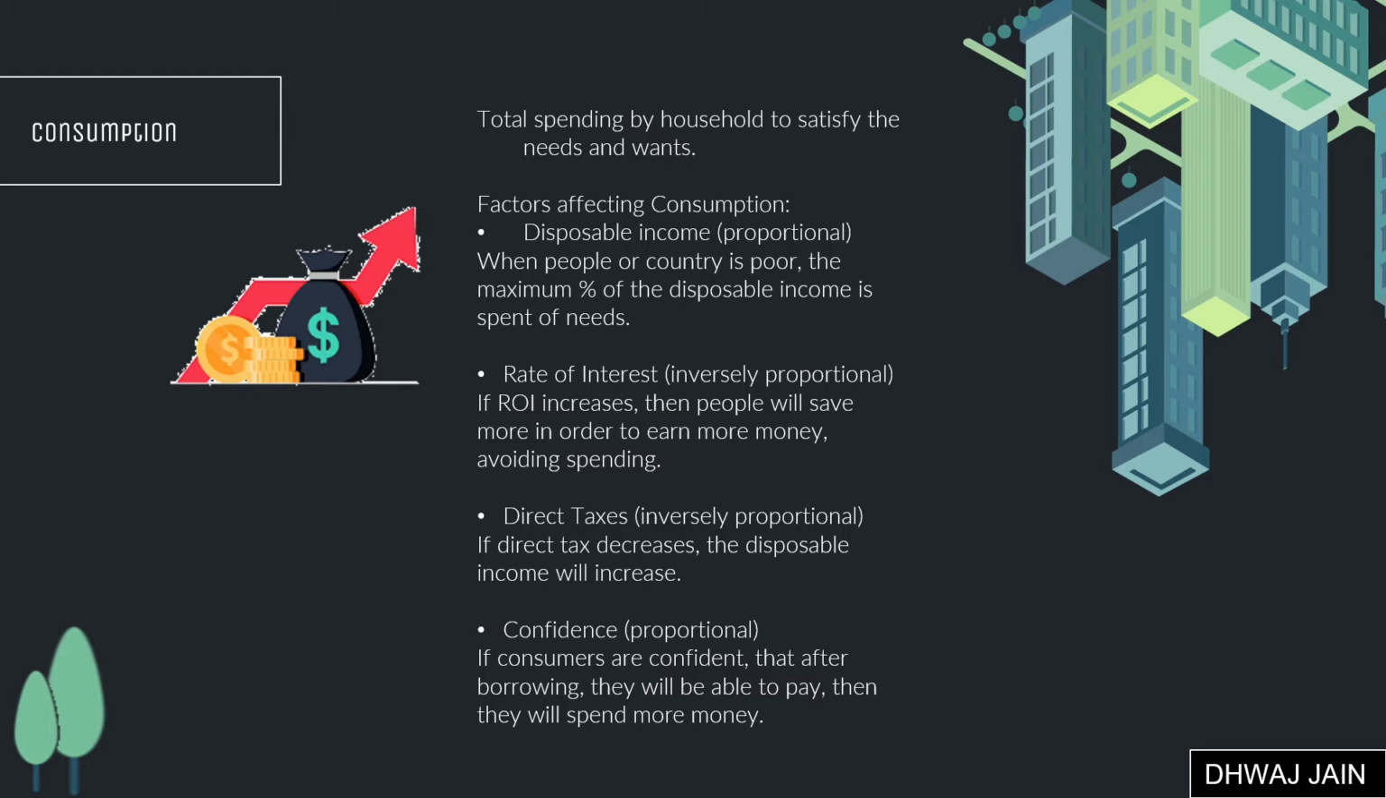So lower direct tax means a lower tax amount cut, and then you will have more disposable income. When disposable income increases, consumption will increase because you have more purchasing power. So it's not basically a cycle, but it's a chain.